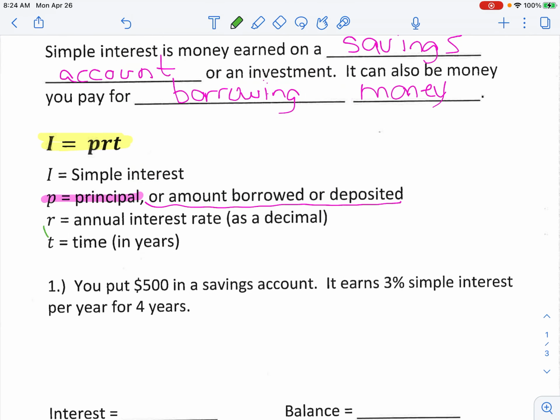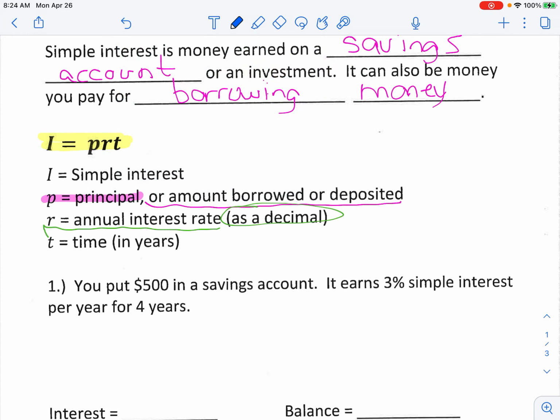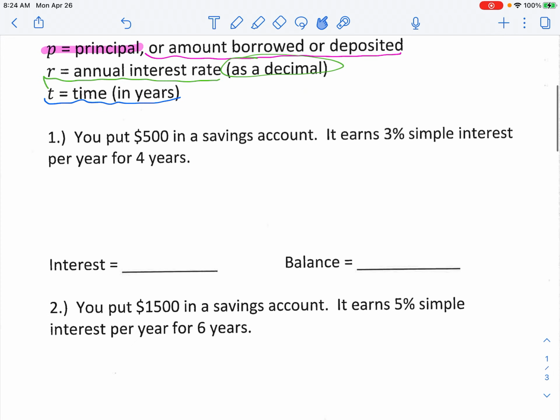The R stands for the rate. So interest rates change frequently. We're always going to write the rate as a decimal. So the rate is going to be given to you as a percent. We're going to convert that percent to a decimal to calculate. And then the last thing, the T, is the time in years. So for how long is it going to take you to pay back the money, or for how long are you going to keep the money in your savings account to build interest?